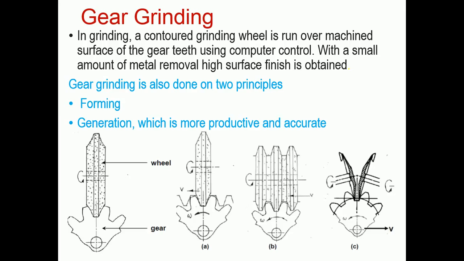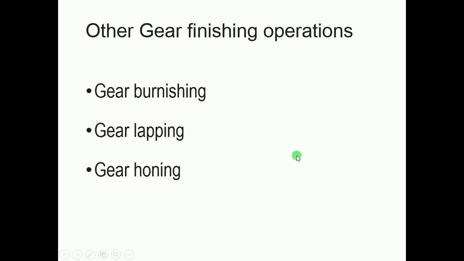Now we show the gear grinding processes. Here is the grinding process. In the grinding process, the figure shows the grinder wheels having the gear profiles. Then you can grind the gear teeth to remove material. The grinding is also done on two principles: the forming principle, and the gear generation principle, which is more productive and accurate. Other gear finishing operations are gear lapping and gear honing processes.